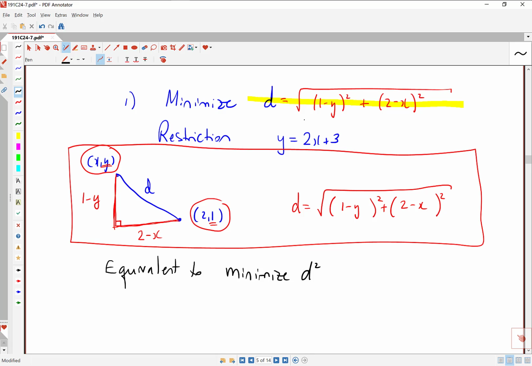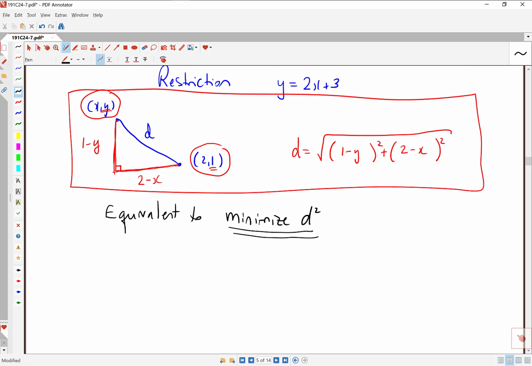So let's think about this. D and d squared are clearly different numbers. If our minimum distance comes out to 4, for example, then d squared would be 16. So d and d squared are not the same number. But when we say minimize d, that is actually the same process as minimizing d squared. Because when we say minimize d, we mean find the point that makes d as small as possible. And that is the same point that makes d squared as small as possible.